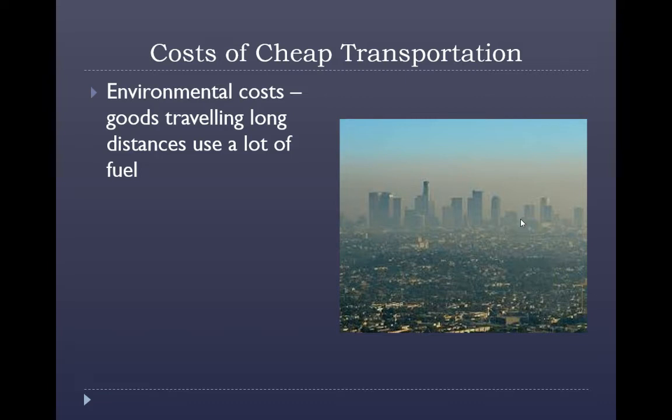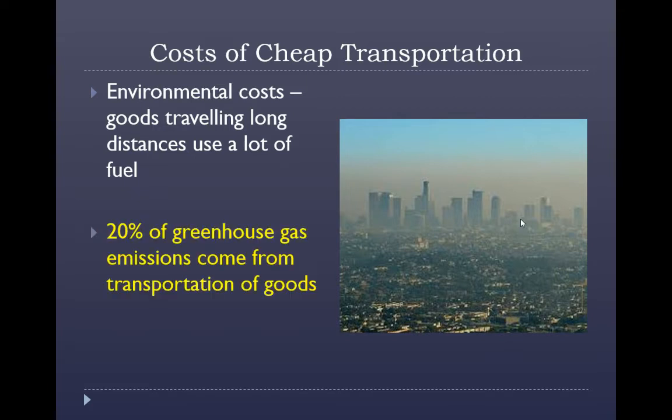We are all paying the cost of this cheap transportation because of the amount of fuel that these boats take. These are enormous boats traveling across the ocean, and they use up a lot of fuel. And so that emits greenhouse gases, which contribute to climate change. So about 20% of greenhouse gas emissions in the world, they come from the transportation of goods. And that's boats, that's planes, that's trains, that's trucks.